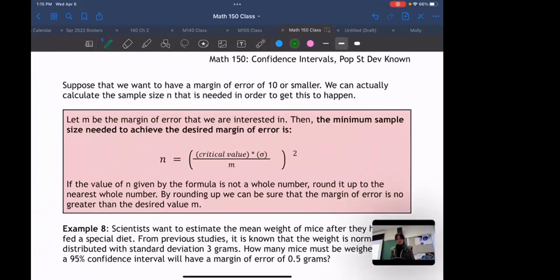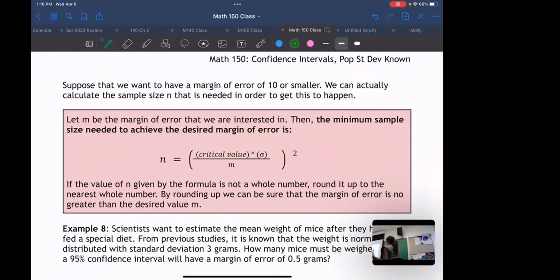Last thing on confidence intervals. We've talked about how things relate to the size of the interval. Sometimes we want to set up a situation where we're guaranteed to have a small enough interval. Small intervals are good, right? That means it's harder to win the game. It's a lot more meaningful to us.